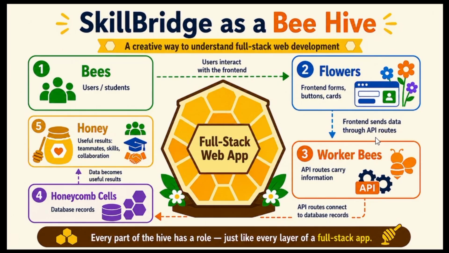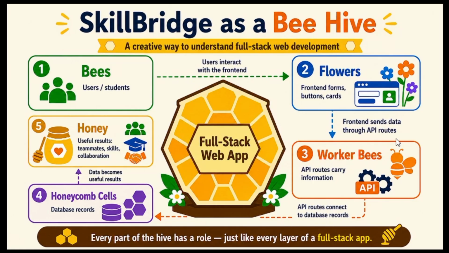A full stack app is not just a front end, not just a backend or not just a database. So it is a well connected system. Every part of the hive has a role. The bees bring activity, the flowers provide interaction, the worker bees carry information, the honeycomb stores the data, and the honey is the final useful outcome. So that is the same way a full stack web application works. The user interacts with the front end, which communicates with the back end, which works with the database, and the user receives something useful in return.